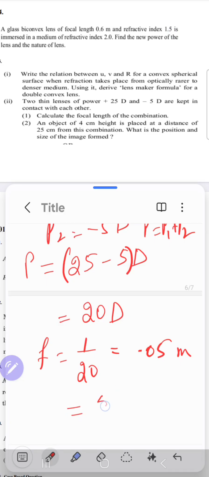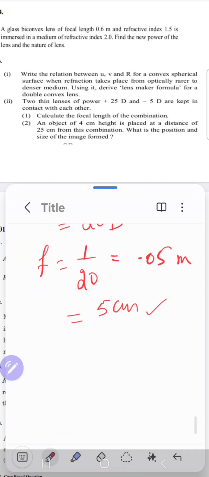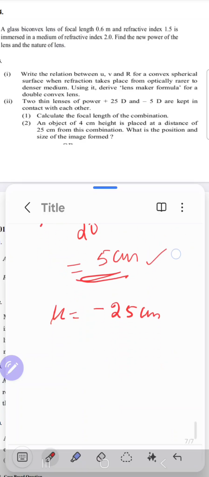It is 5 centimeter. Now the question is, calculate the focal length of the new combination. So this we have calculated, and an object of 4 centimeter height is placed at a distance of 25 centimeter from this combination. So this is the focal length of the combination. Now the object is placed at 25 centimeters. So this is minus 25 centimeter. What is the position and size of the image formed?